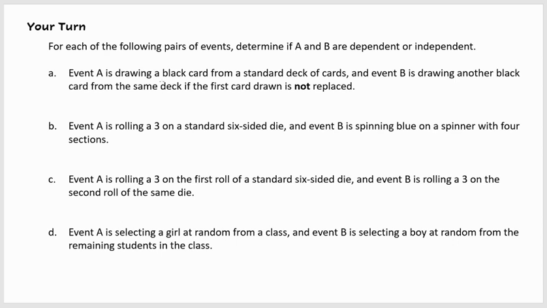Event A is drawing a black card from a standard deck of cards. Event B is drawing another black card from the same deck if the first card is not replaced. Here, I'm going to classify this as dependent because the card is not replaced.